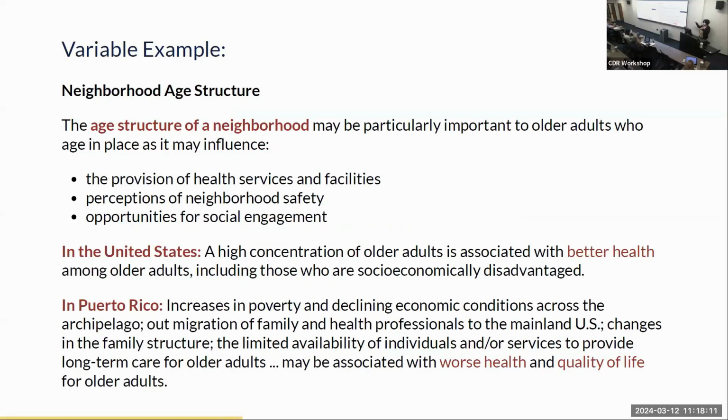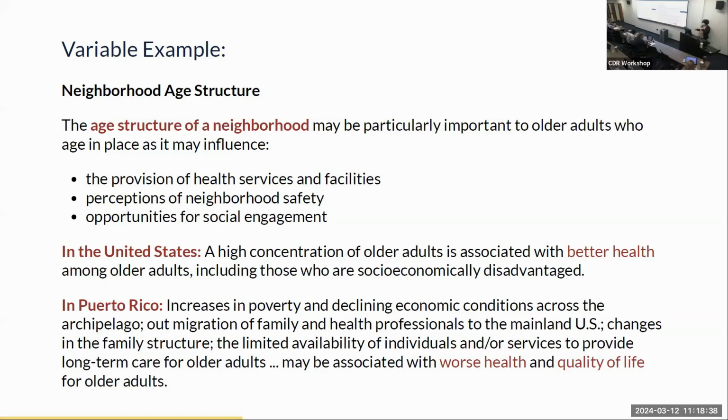So one of the things I wanted to draw out here is this variable example, just to kind of illustrate why context matters and why the way you choose your variables, you should really put some thought into it. So like with neighborhood age structure. We know that age structures can be particularly important for older adults who age in place because they could potentially influence the provision of health services and facilities, perceptions of neighborhood safety, and even opportunities for social engagement.